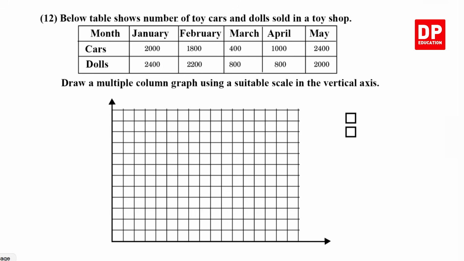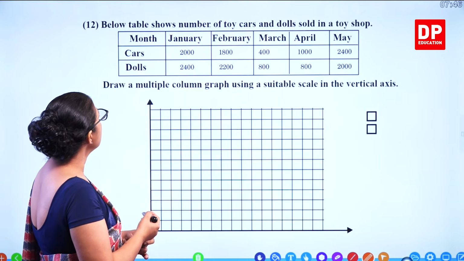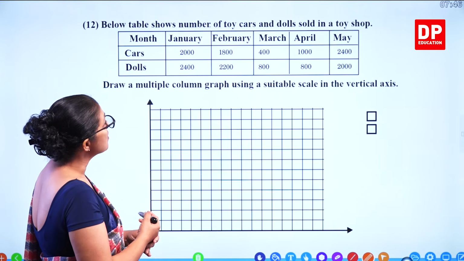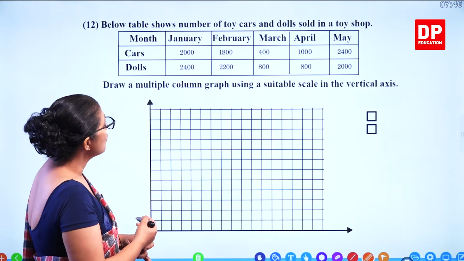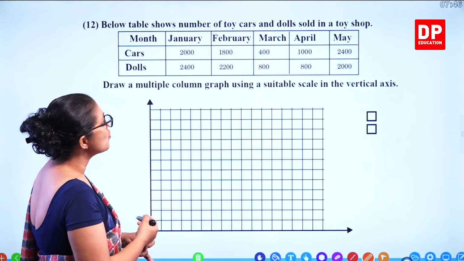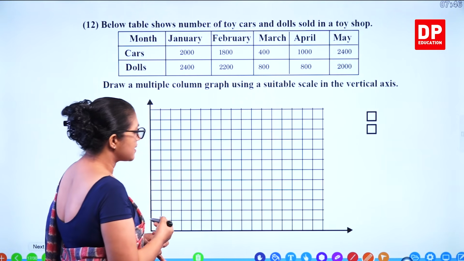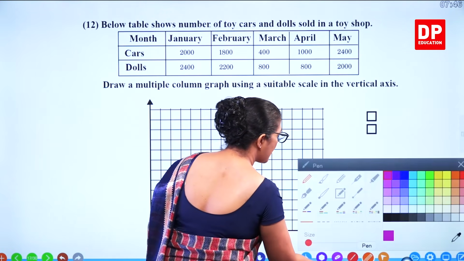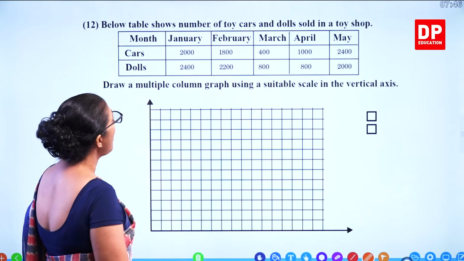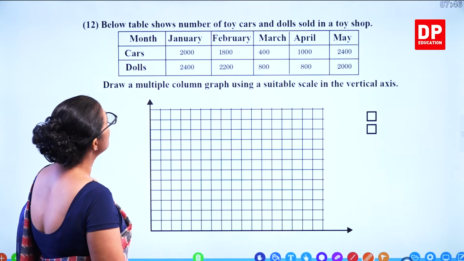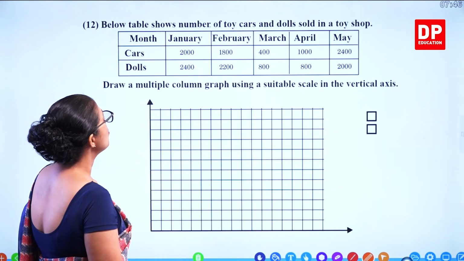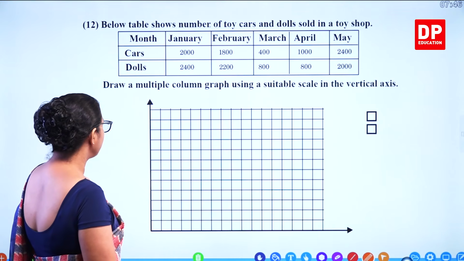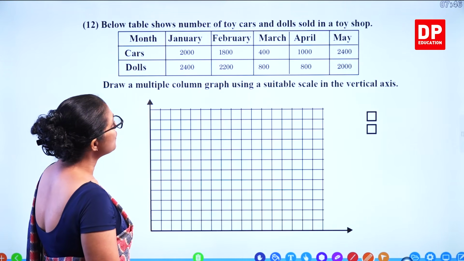Below table shows number of toy cars and dolls sold in a toy shop. Month and the values are given in thousands. So when you are drawing, you have to adjust the scale properly. So draw a multiple column graph using a suitable scale in the vertical axis. So what are the numbers we can take? Highest number is 2,400 for cars, and both are 2,400. And the lowest value is 400.